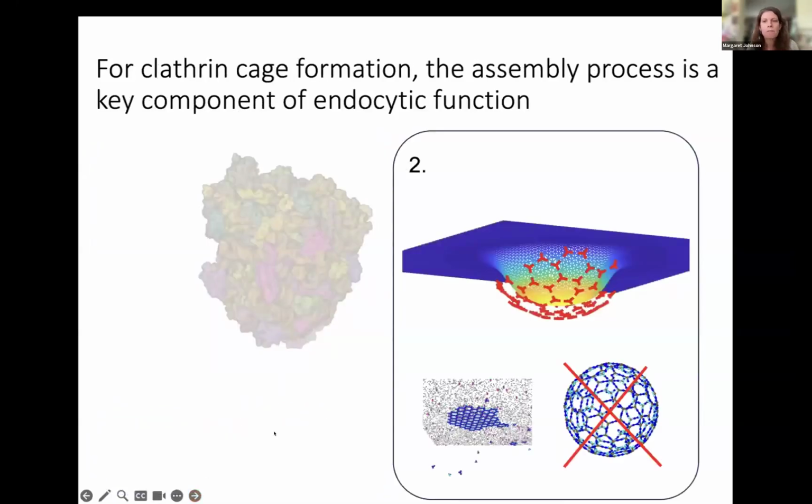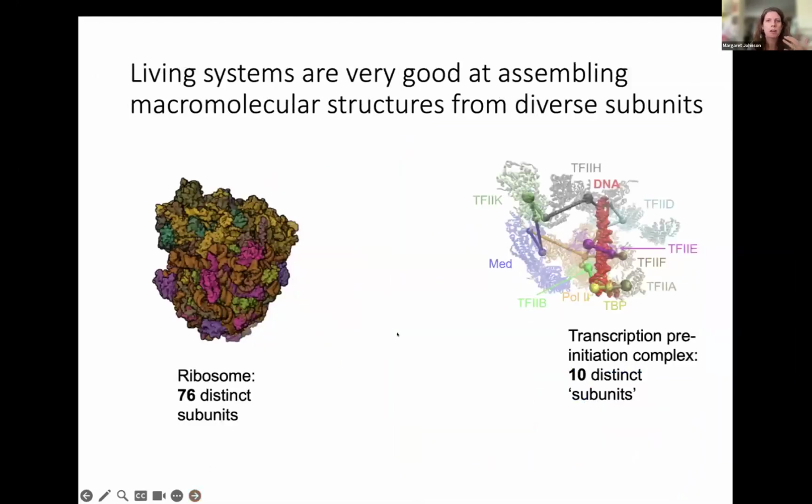In contrast, for processes like endocytosis or even the cytoskeleton, we think of the assembly process as actually a really essential component of the function, because you want these structures to assemble only on the membrane, only when they've found receptors. And you do not want them to assemble in solution, because then they'd be empty. They would be wasting again, and they wouldn't be performing any physiologic function. So I'll return to that in more detail in the second part of the talk.